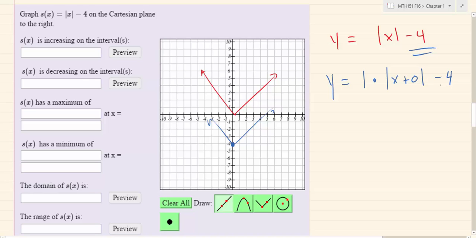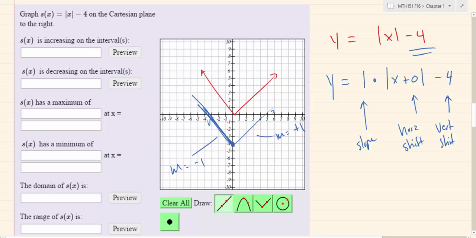What is your up and down shift? 4. So this is your vertical shift. What is your horizontal shift? 0, which means it doesn't move, right? And what is your slope? This slope here is positive 1, and this slope here is negative 1. See, check that out. That's a slope of negative 1, and this is a slope of positive 1. Pretty cool, huh?